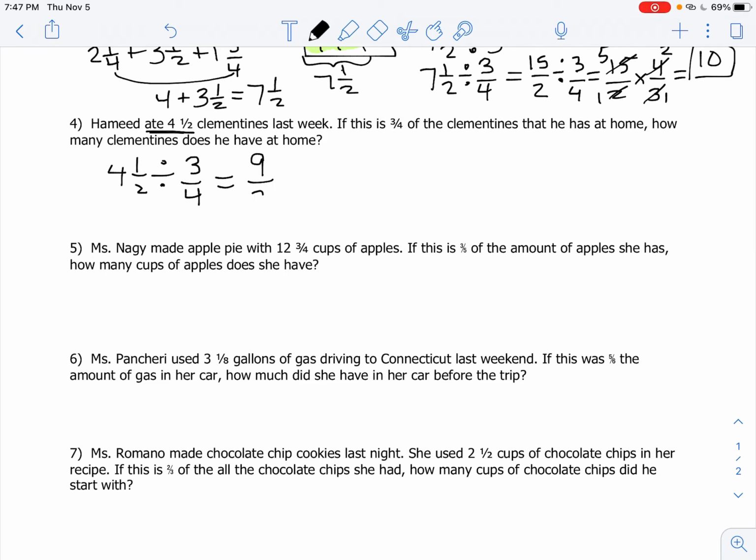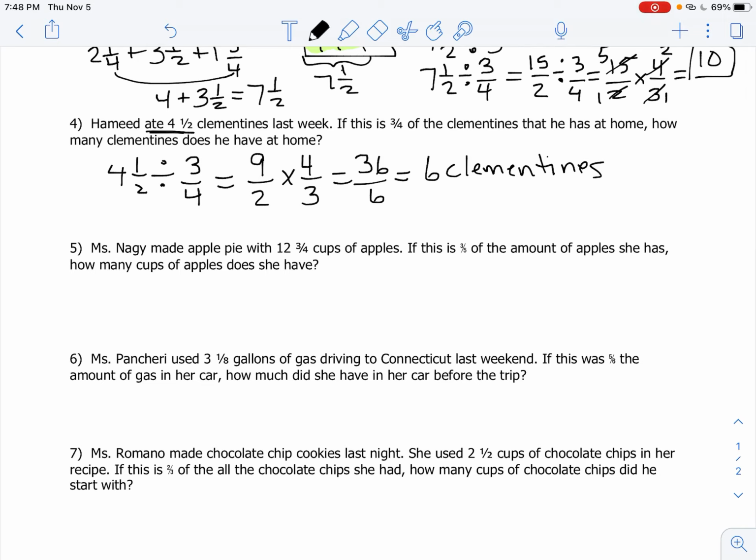4.5 is the same as 9 halves, and I'm going to change the division to multiplication. We're going to flip the second fraction over. So we can cross reduce here, or we can multiply straight across. It's 36/6, which is the same thing as 6. So that means he had 6 clementines at home.